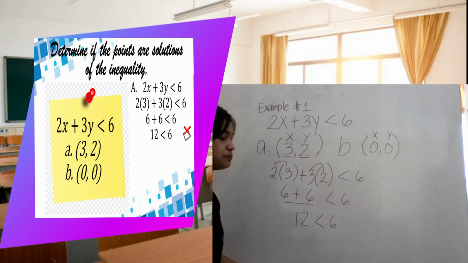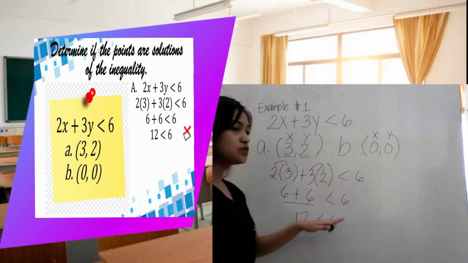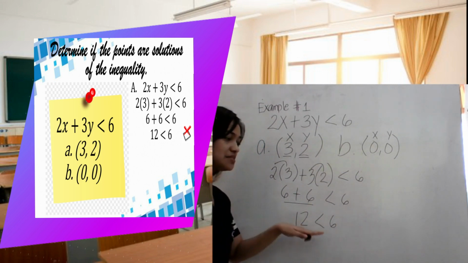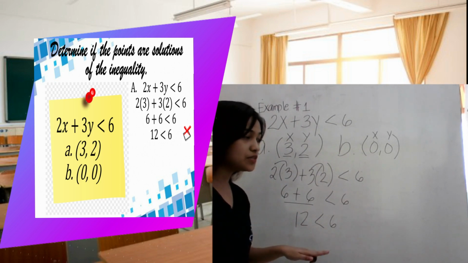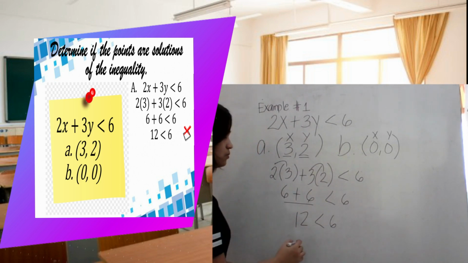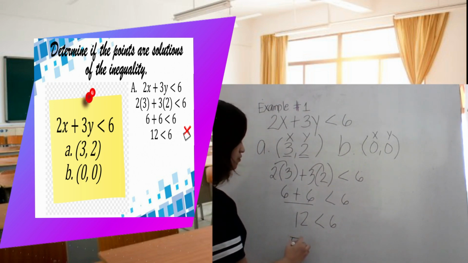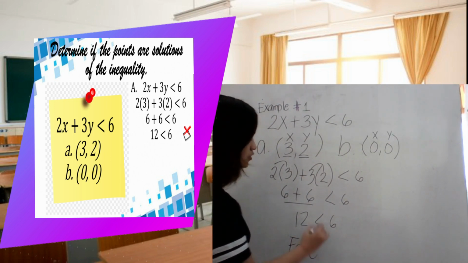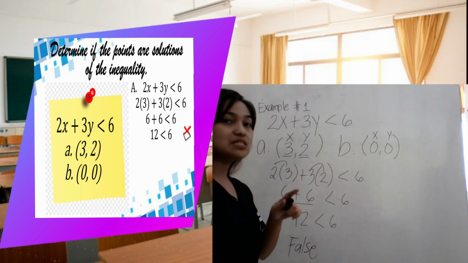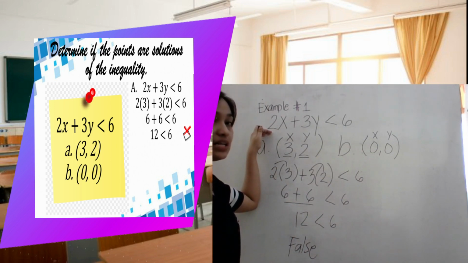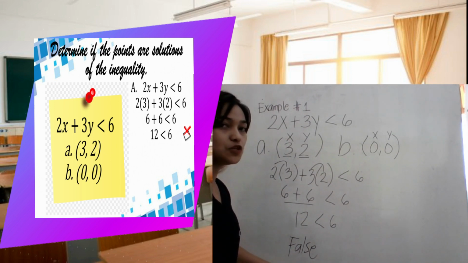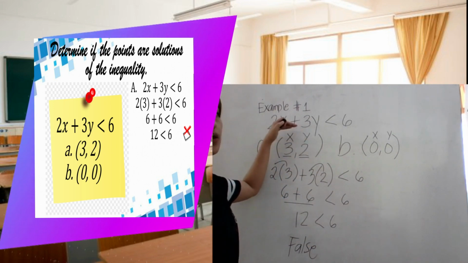Is this true? 12 is less than 6. Ang 12 daw ay mas maliit kay 6. Is it true? Obviously, it's not true. So, ito ay false. At class, tandaan nyo, kapag nag-true, ibig sabihin, nag-satisfy siya sa ating given inequality. Since ito ay false, that means this is not a solution of this inequality.